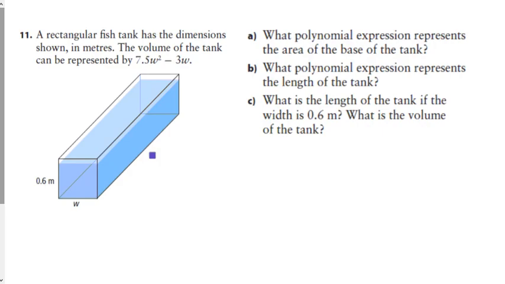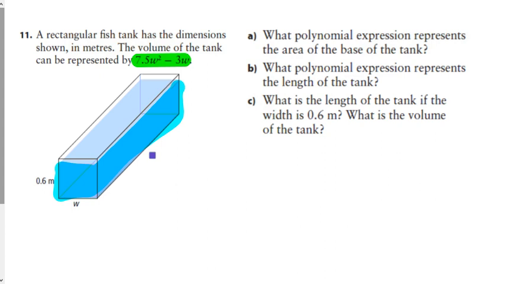Question 11, almost the exact same question as question 10. It says a rectangular fish tank has the dimension shown here. The volume of the tank can be represented by this. It tells you that the volume of this tank, meaning the amount of blue water that's in this tank right up to that level right there, not full, because you can tell it's not full, is 7.5 W squared minus 3 W cubic meters of water. What polynomial represents the area of the base?